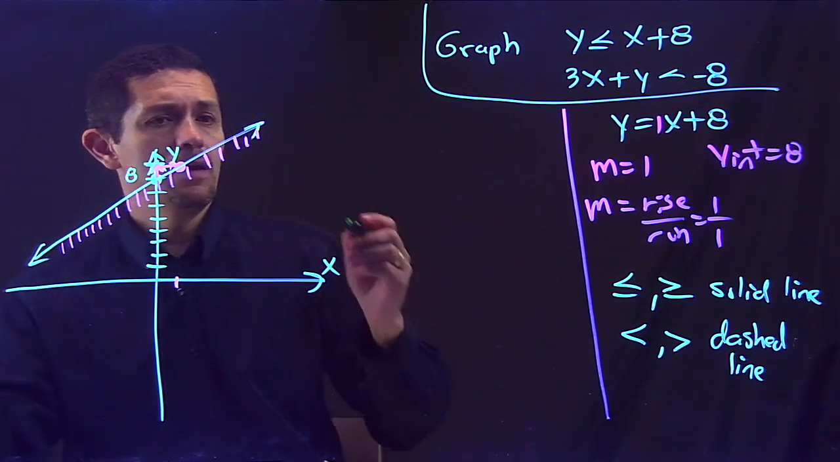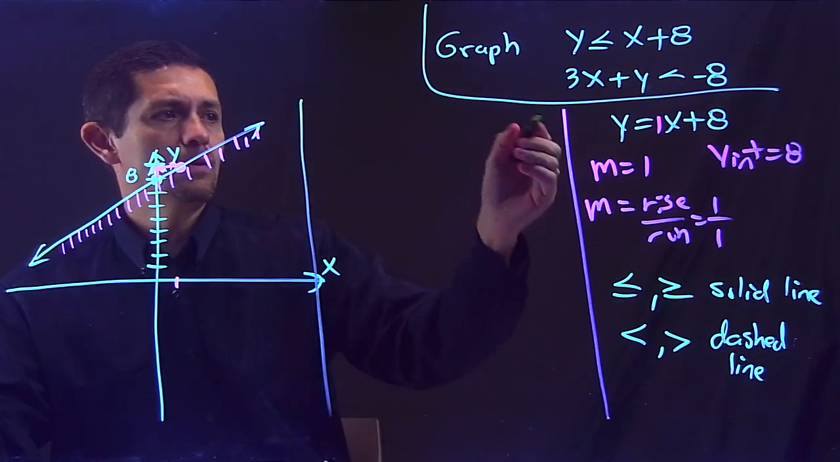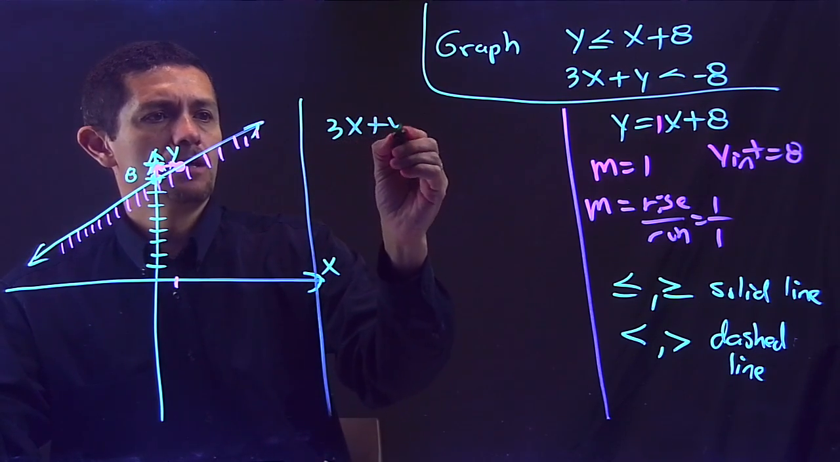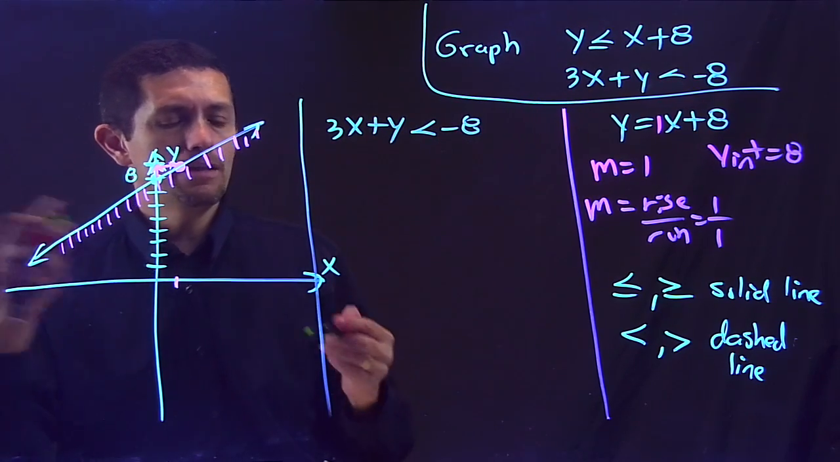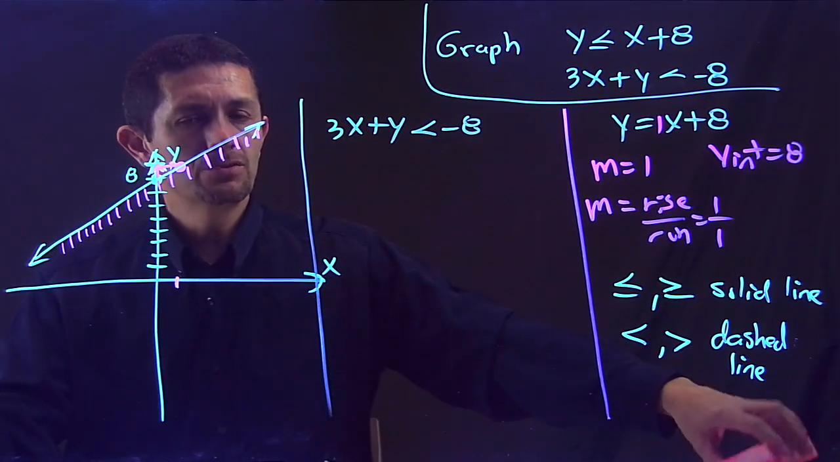For the second one, I'm going to make a line over here. I'm going to have 3x plus y is less than negative 8. And I said that I was going to turn that into an equation so I can graph that.